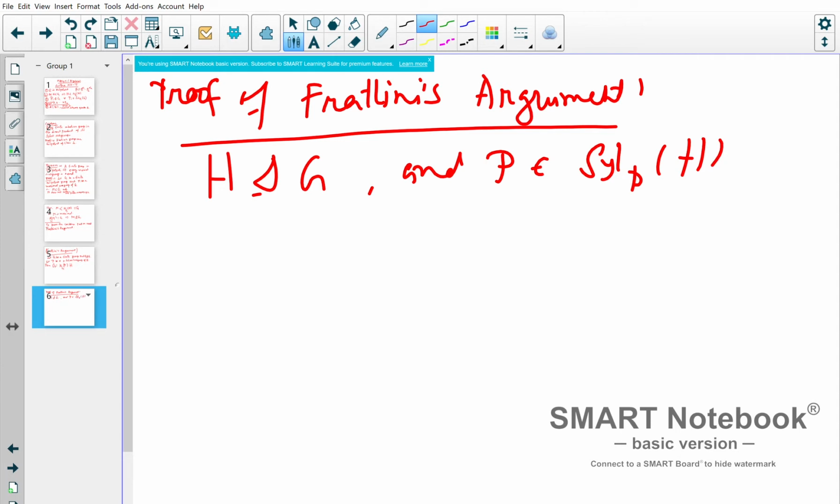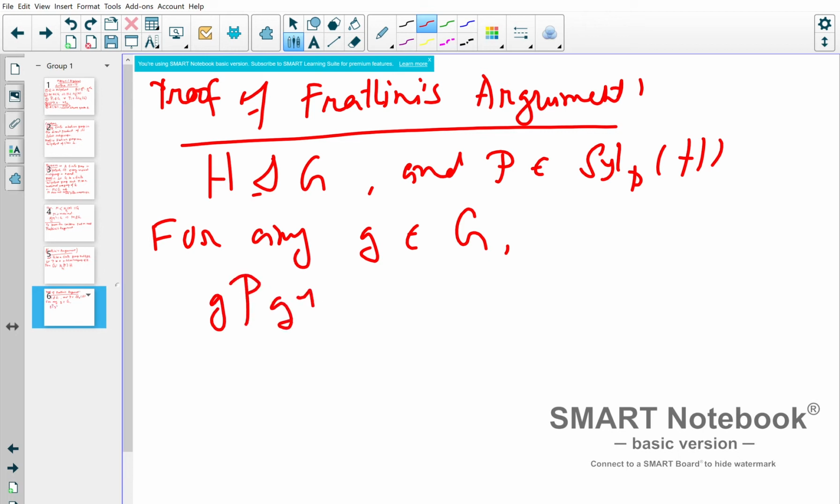Now for any g belonging to G, let me first write down gPg inverse. gPg inverse will again be a subgroup, and this is a subgroup of gHg inverse, because P is a subgroup of H also. So gPg inverse is inside gHg inverse, but H is normal, so this is H. That means gPg inverse is a subgroup of H.